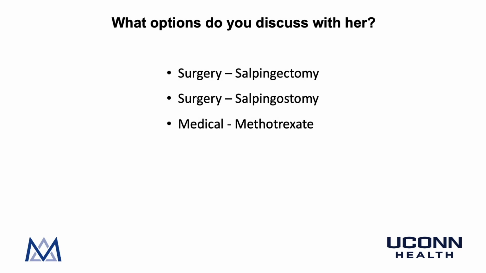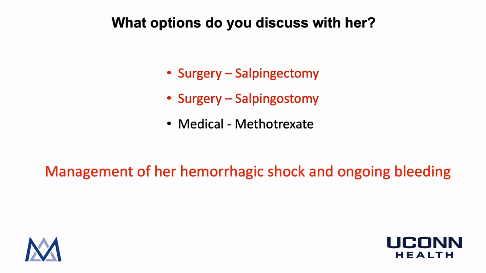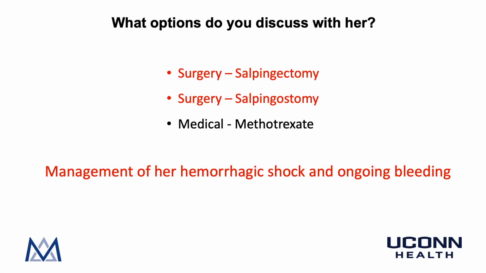Alright, so moving on to options that you would want to discuss with this patient at this time. For all patients with ectopic pregnancies, the options to consider are surgery, including salpingectomy, surgery to include salpingotomy, or medical management with methotrexate. However, for this patient, given the fact that she has hypotension, tachycardia, rebound, pelvic tenderness, and ultrasound findings that are consistent with a ruptured ectopic pregnancy, she would not be able to have medical management with methotrexate. So this patient's going to have to urgently be taken to the operating room.